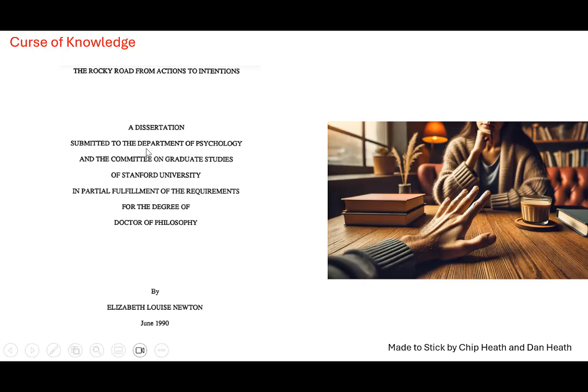This thesis was published in 1990 at Stanford. It was made popular by a book called Made to Stick by Chip Heath and Dan Heath. This is another book that I would recommend to all of you. Made to Stick is about how to present ideas so that they stick. People remember them. Once you talk about it, they'll remember it forever, right? How to generate sticky ideas. It's a very nice book. Chip Heath and Dan Heath popularized the work done by Elizabeth Newton, right?